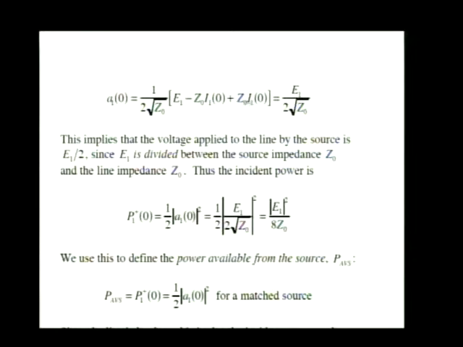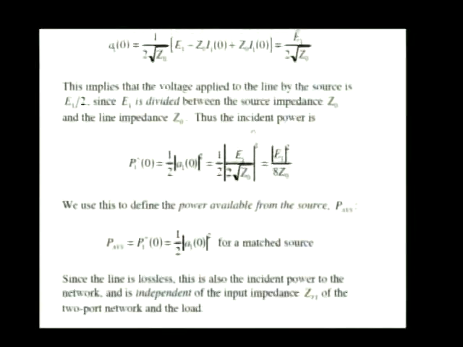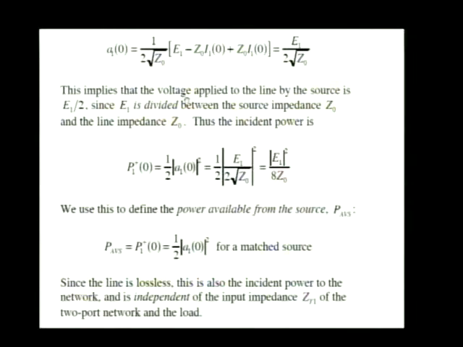That's from the previous column. But here's the voltage, here's the current. Those two terms cancel out, giving me just this expression for the incident wave produced by that Thevenin equivalent voltage source in terms of its voltage and divided by 2 times the square root of Z0. This is interesting because it tells us that the voltage applied to the line by the source is actually E divided by 2, because E is divided between the internal impedance of the source and the line impedance of Z0.